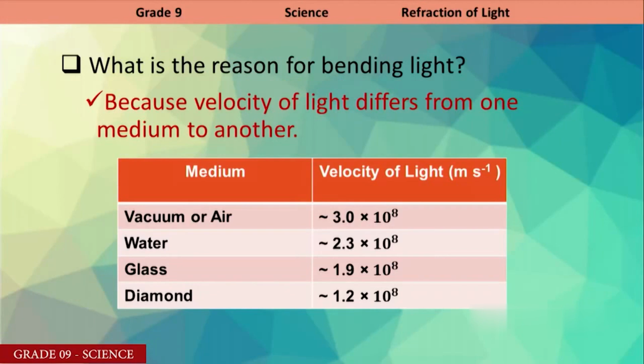So, this table shows you the speed of light in different media. In vacuum or air, speed of light is 3 × 10^8, and in water it is 2.3 × 10^8. Speed of light varies from one medium to another. You can see it clearly from this table. When the medium changes, speed of light is also changing. Because of that, light when entering from one medium to another, bends or gets refracted.